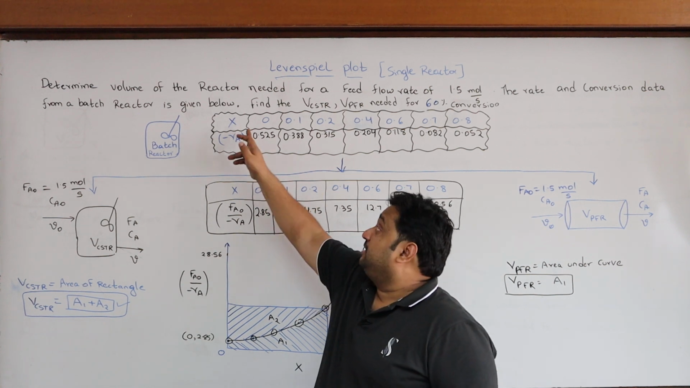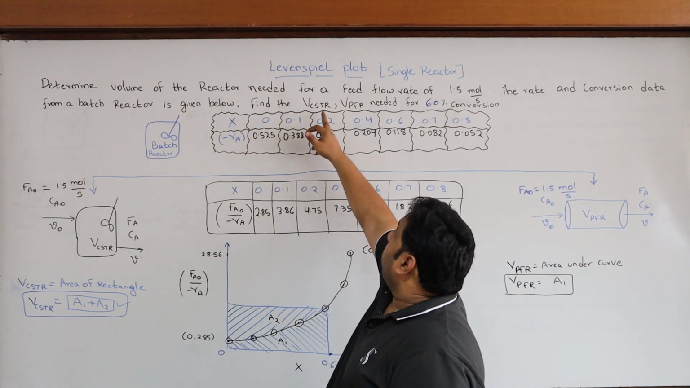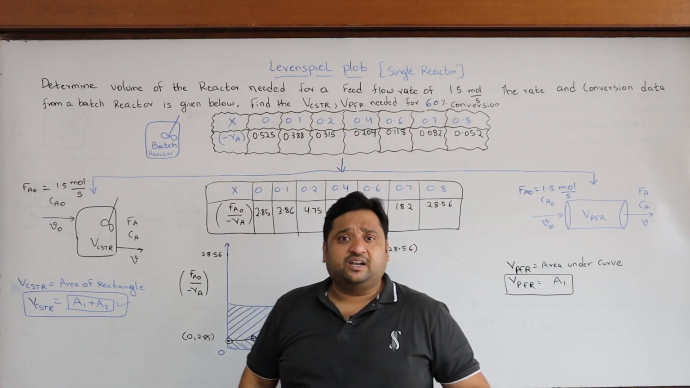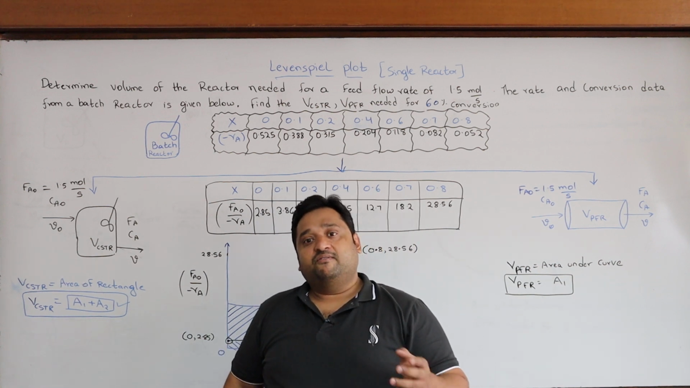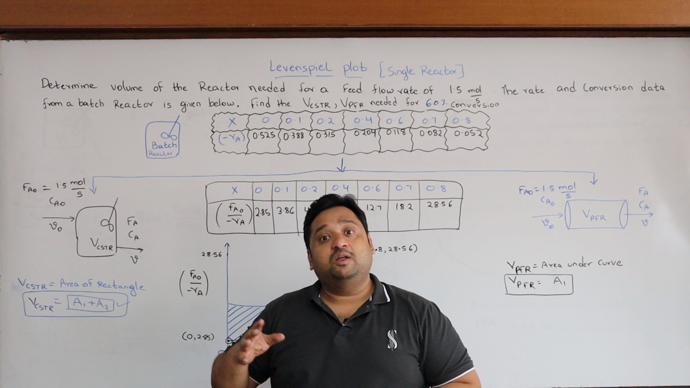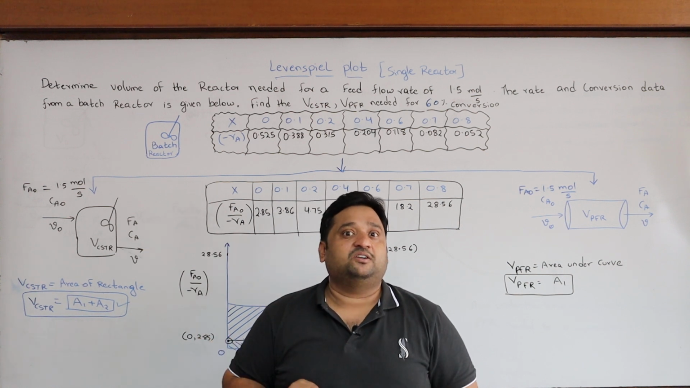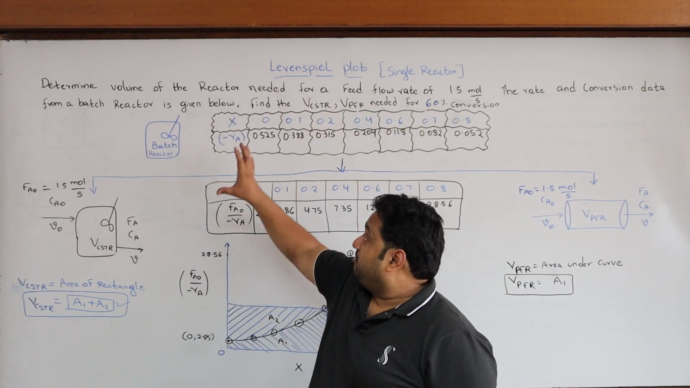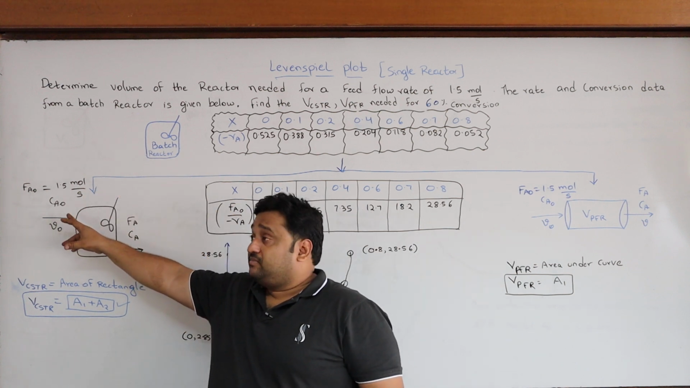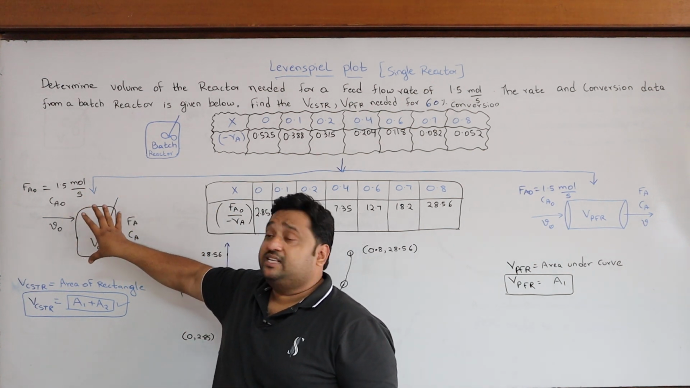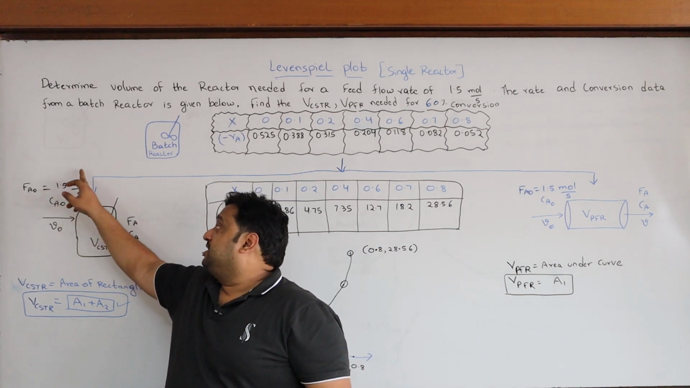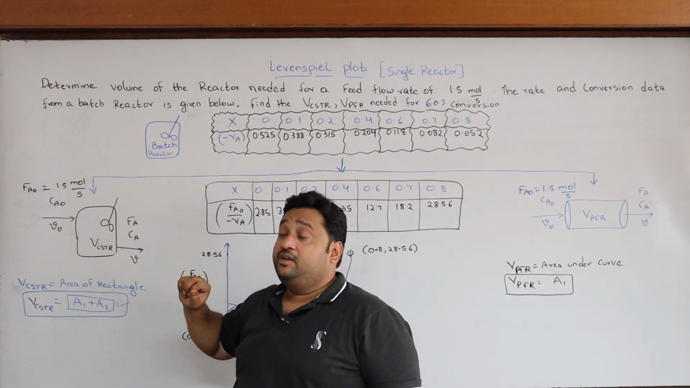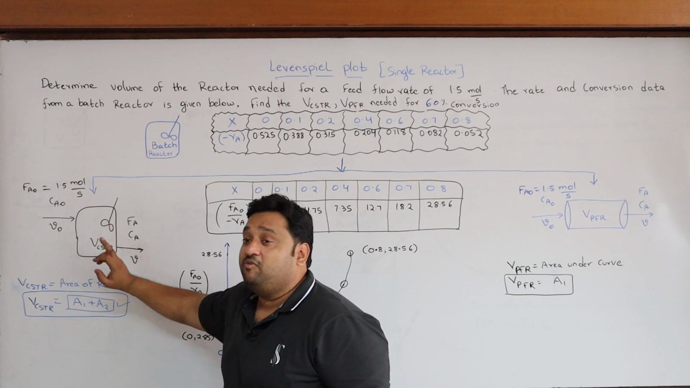Given the data, conversion versus -RA, find the volume of the CSTR and PFR needed for 60% conversion. That means we have some data, right? Using that data, find out the volume of the CSTR and the volume of the PFR needed for 60% conversion, given the molar flow rate of 1.5 mole per second. That means this is the data and this is the scenario. There is one CSTR, and the molar flow rate to the CSTR is 1.5 moles per second. Given this flow rate and this data, how are we able to find the volume of the CSTR?